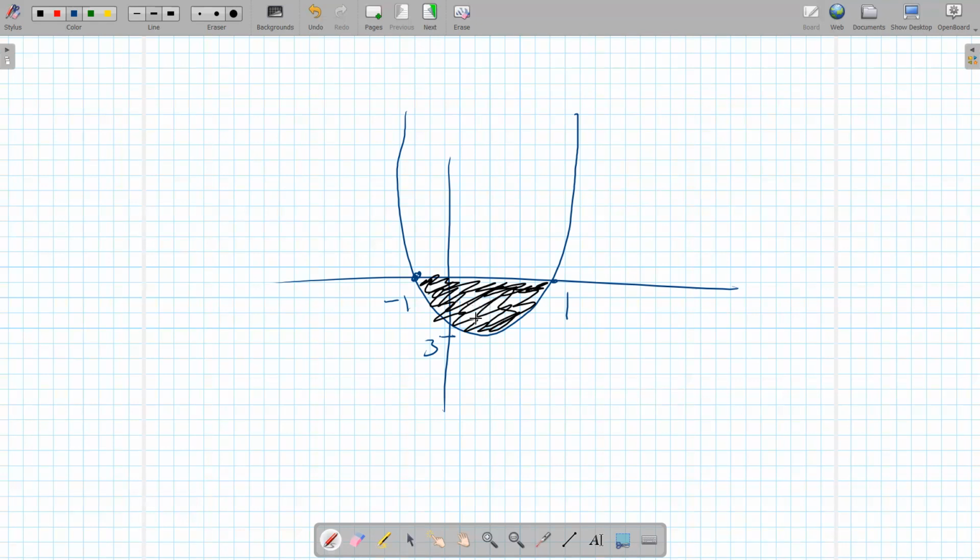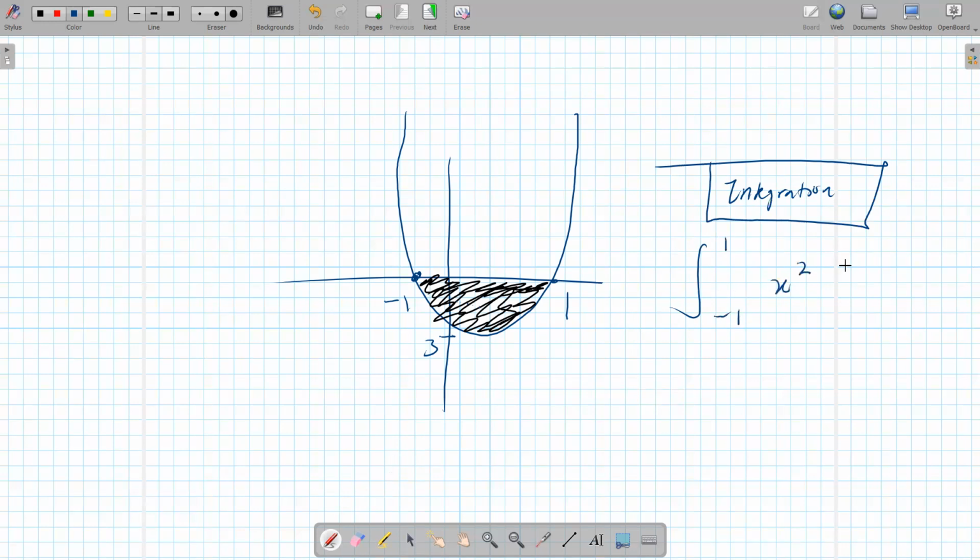To find this area, you need to use a method called integration. The symbol looks something like this. We're trying to find the area from -1 to 1 of x squared, and then you want to put dx here. Don't worry about how this works. The answer is going to be x cubed over 3 from 1 to -1. The answer is going to be 1 over 3 plus 1 over 3, 2 over 3. So the area of this is 2 over 3.